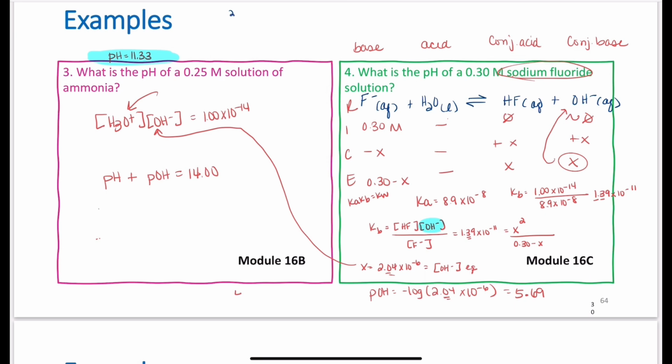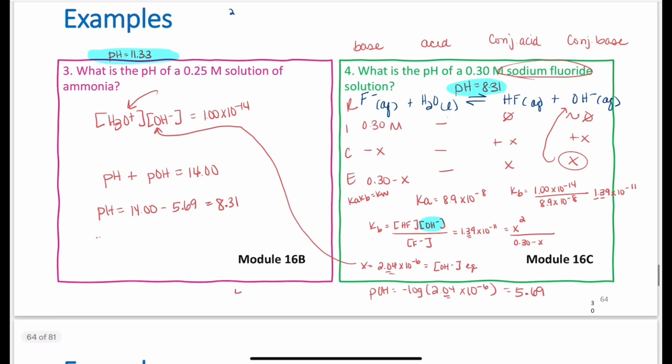Now I'm running out of room. So pH is 14.00 minus 5.69, which is equal to 8.31. So the pH of this system is 8.31.